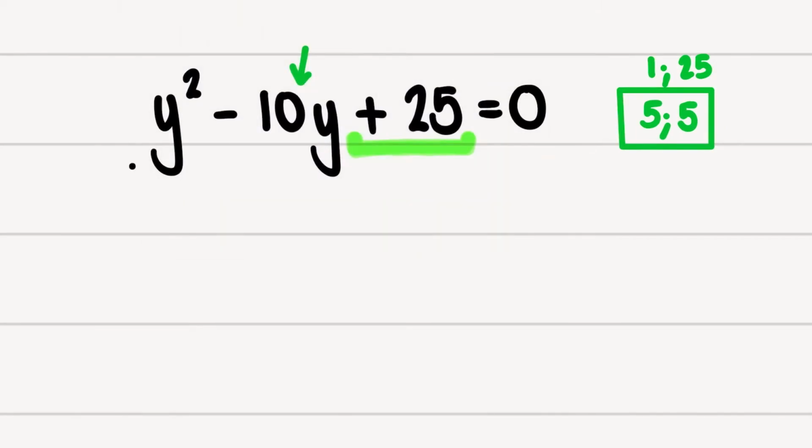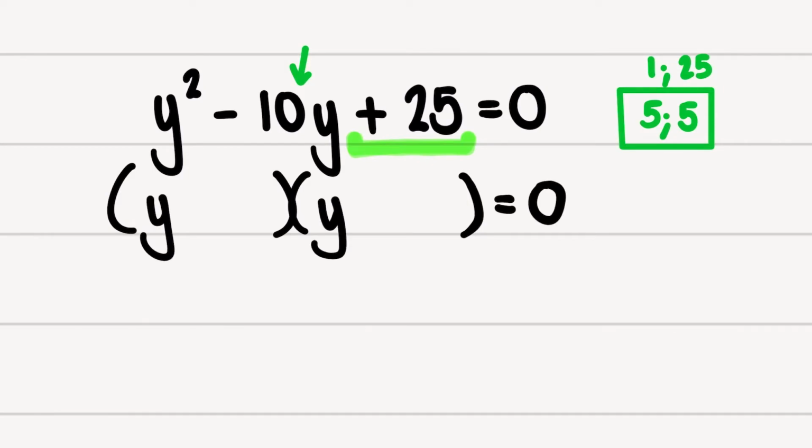So now I'm going to factorize into two brackets equal to 0. So the y squared factored becomes y and y. Now I need to pick my sign for my bracket. I know that because my third term was positive, that means that both the signs are going to be the same. What are they going to be? I look at my middle term. My middle term is negative, which means that both of my signs are going to be negative.